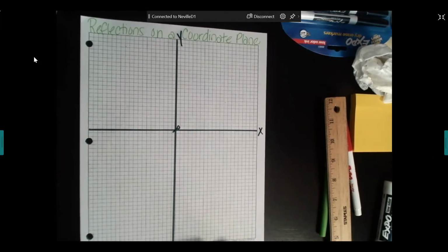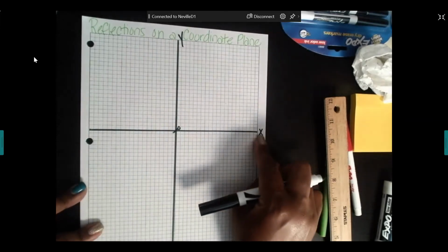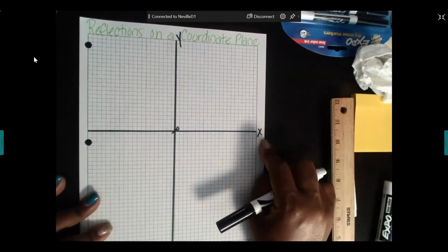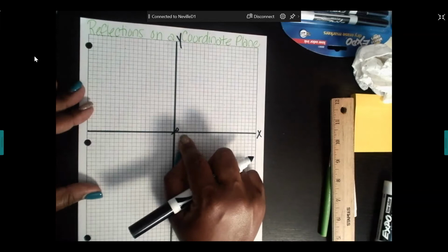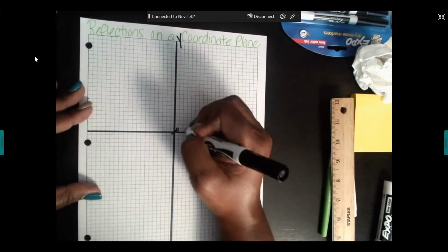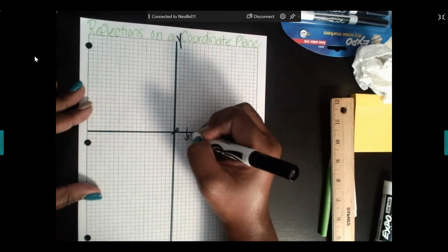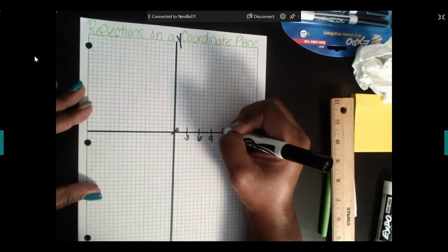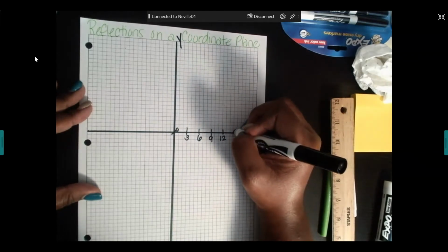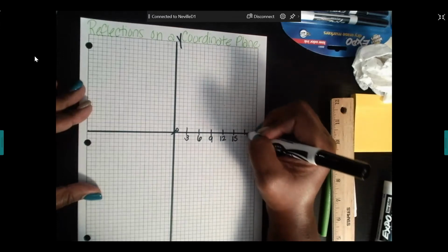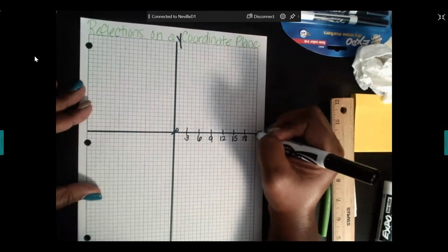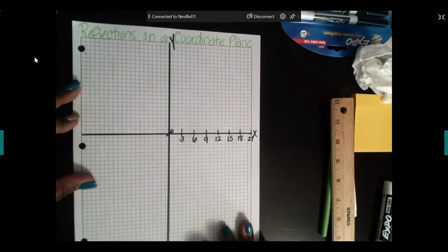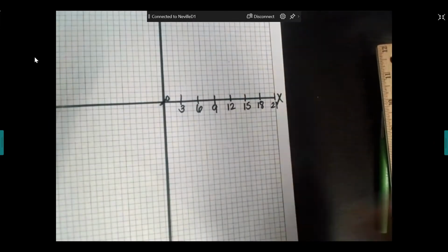And instead of doing our intervals or our numbers by 2s like we did yesterday, or by 1s like we've done in the past, today we're going to label them by 3s, okay? So I'm going to count 3 blocks and put a 3. 3 more blocks, 6, 9, 12, 15, 18, 21. Just the multiples of 3. I'm going to zoom in a bit so we can all see that.